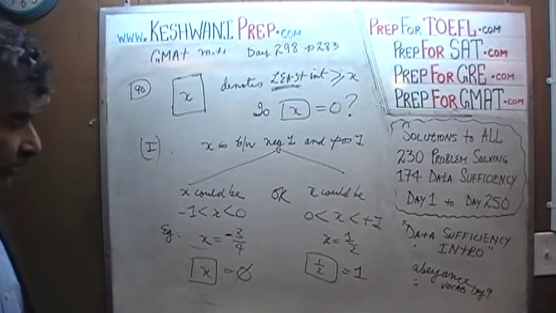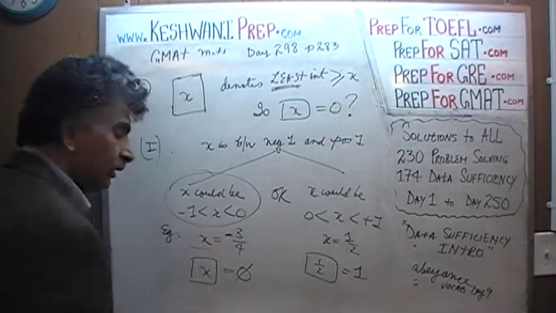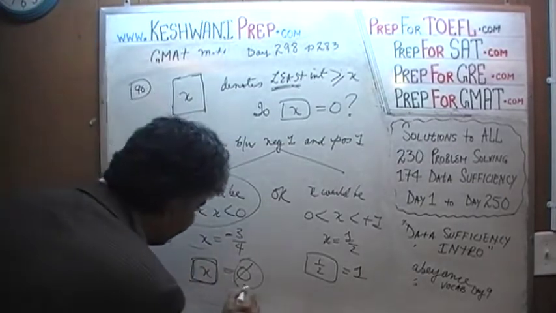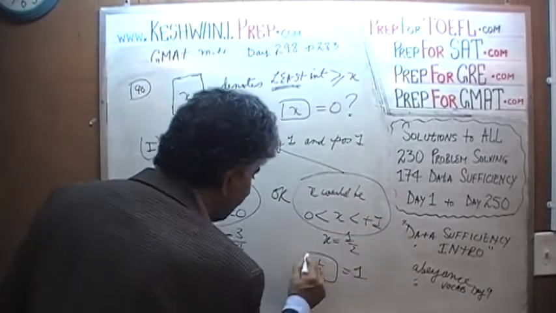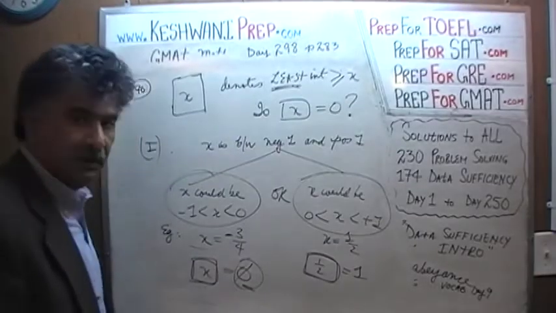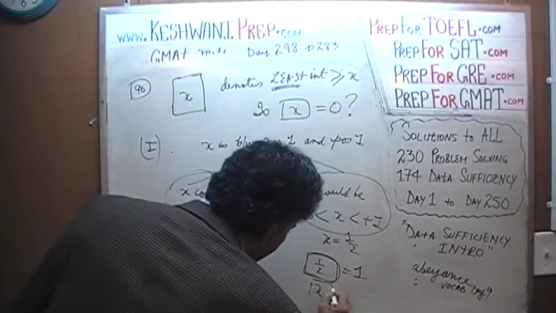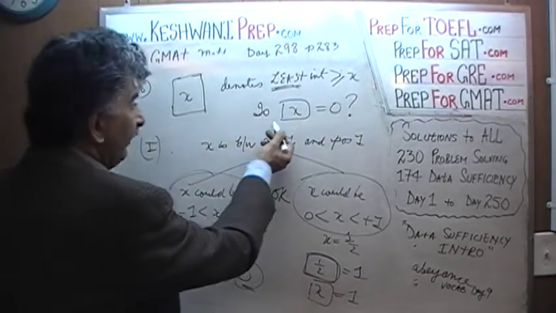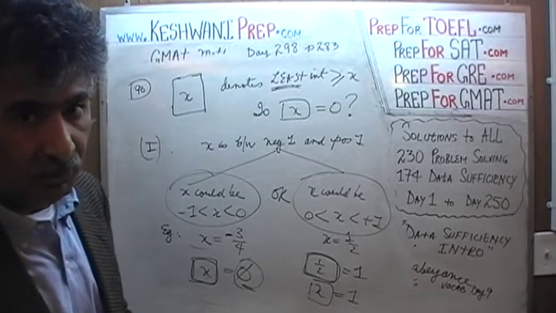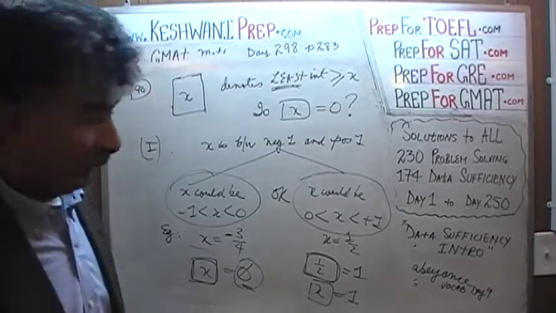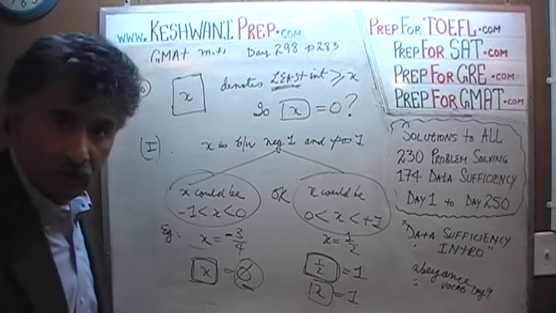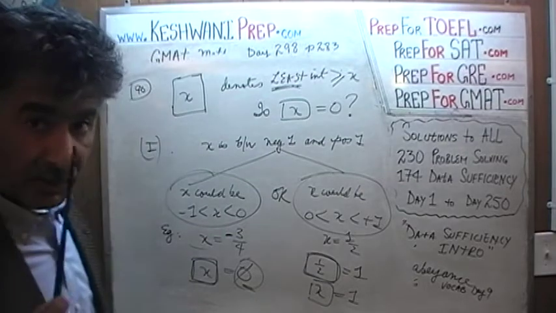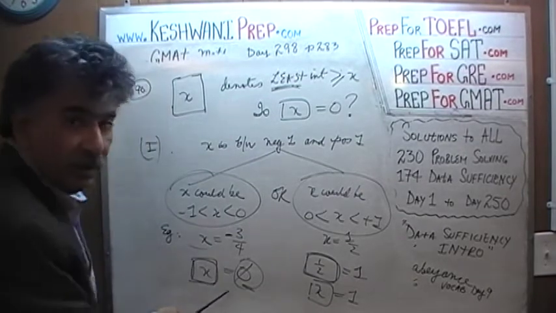So, if x happens to be in this range, then the value of x in the box would be 0. If x happens to be in this range, then the value of x in the box would be 1. Is the value of x in the box 0? The answer here would be, we don't know. It depends on where it falls. Does it fall between negative 1 and 0, or between 0 and 1? If it falls between 0 and 1, then it's 1. But if it falls between negative 1 and 0, then of course it would be 0.